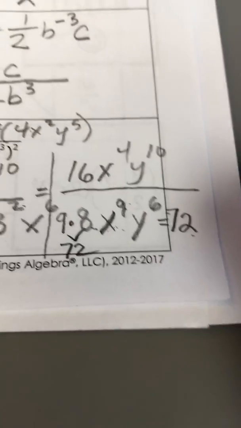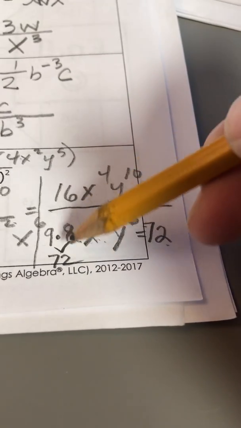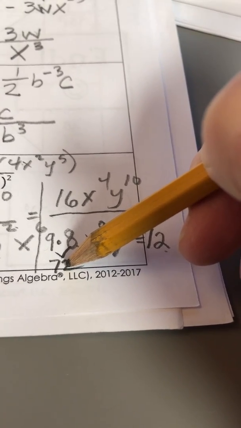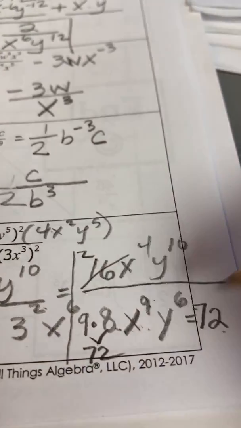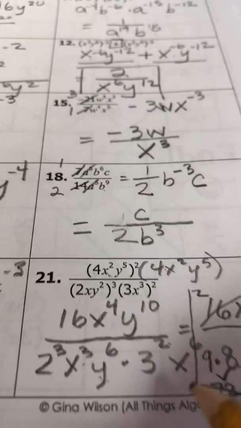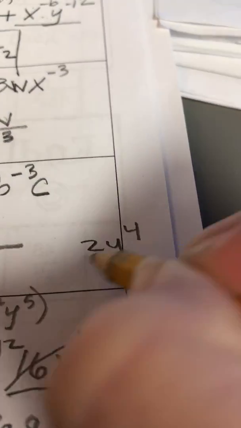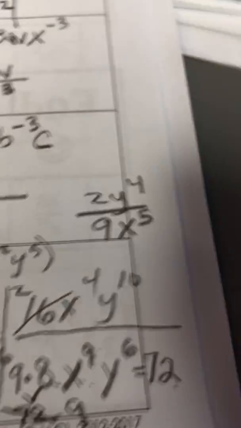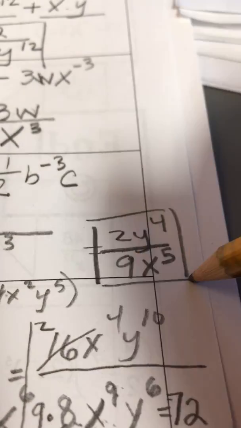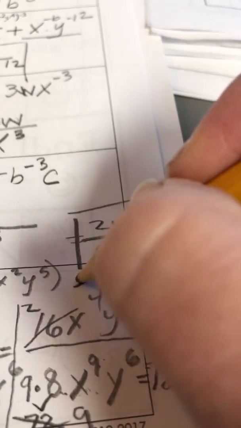Okay, so when I rewrite this final question, I have 16 over 72. I know that they're divisible by 8. So I'm going to divide 16 by 8, which is 2. I know this is getting messy. 72 divided by 8, which is 9. So the final answer for this one is going to be, I'm going to rewrite it right here. It's going to be 2y to the 4th power over 9x to the 5th power. And guess what? I'm going to box it, and I'm going to bring it down, or at least point there.